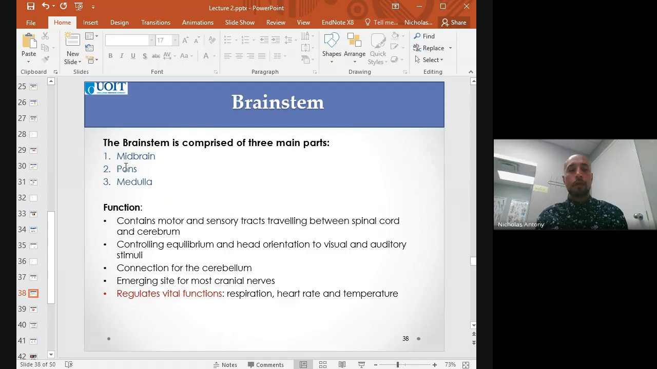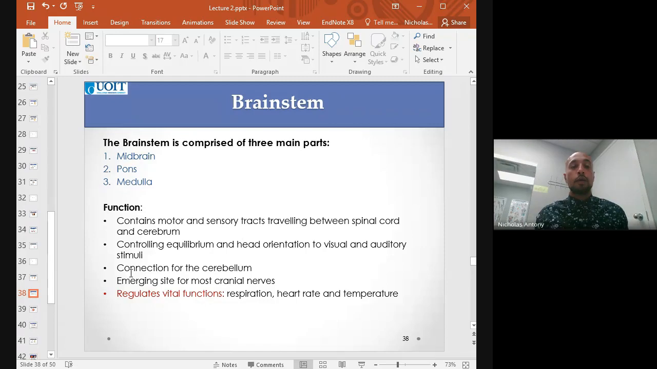So that's the medulla. There's the pons and the midbrain, and those are grouped together to create what's called our brainstem. Now, in terms of functions, the brainstem contains all of the sensory and motor tracts. Remember, tracts are groupings of wires. Axons create the electrical potentials that go either from the brain down or from the body up to the brain. The brainstem contains all of those tracts traveling to and from the spinal cord and brain. The brainstem has reflex centers that are responsible for equilibrium and head orientation to visual and auditory stimuli.